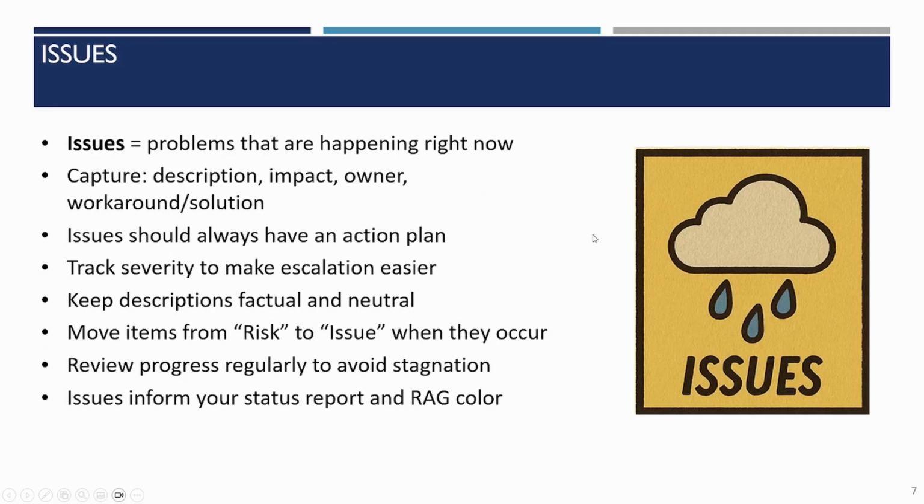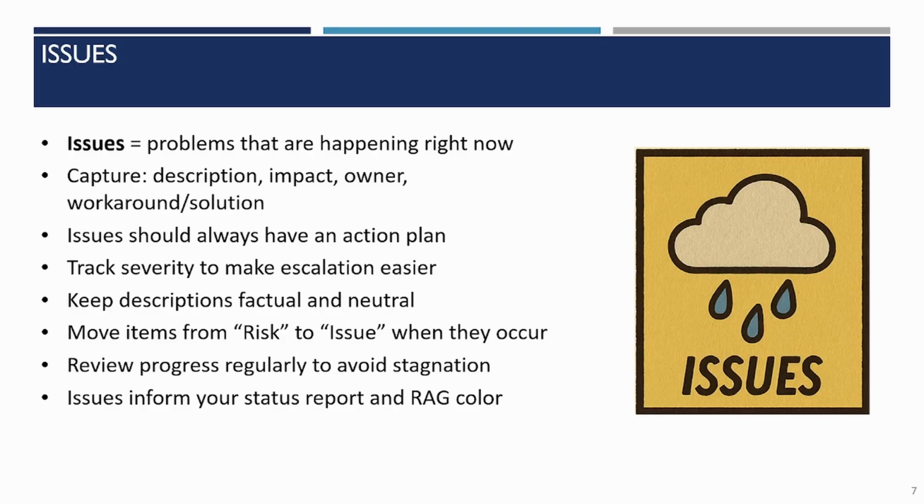So now we've got issues. So that's problems that are happening right now, and these are relatively impactful things that should come to the top of the list. So what is the issue? What's the impact? Is there a workaround? It should always have an action plan with a specific date and a specific name assigned to it.